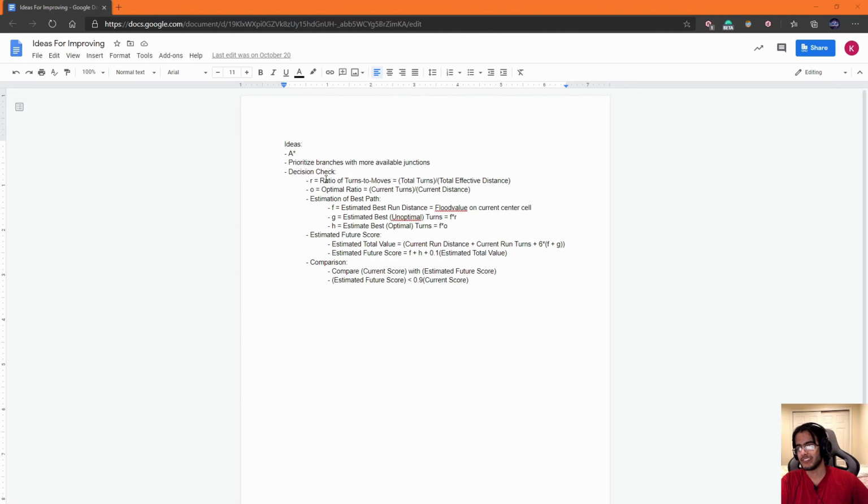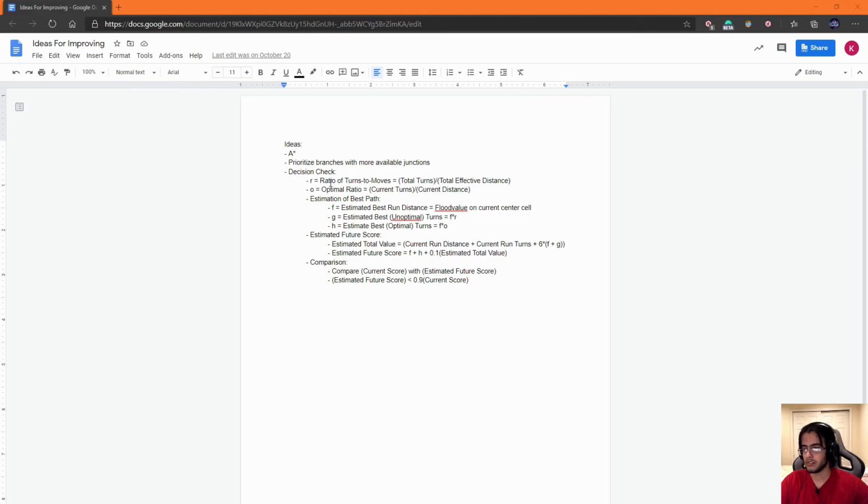Yeah, so this decision type, in order to estimate what a potential future score could be, we took R, which is equal to the ratio of turns to moves, which is equal to total turns over total effective distance, and then optimal ratio, which is current turns over current distance. And then we're going to be estimating the best path using that information we just got. So F is going to be equal to estimated best run distance, and that is going to be the flood fill value on the current center cell you just entered.